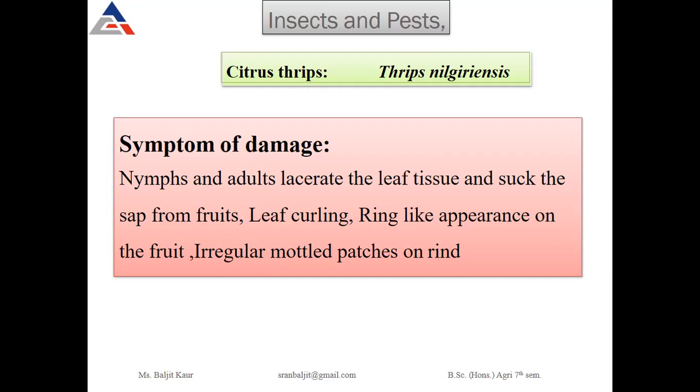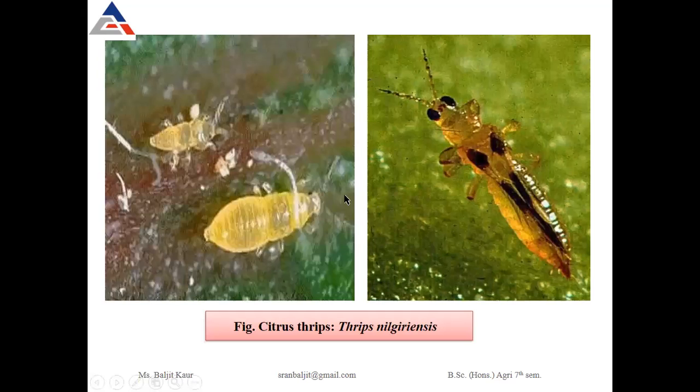So first one is citrus thrips, and the scientific name is Thrips nilgiriensis. The nymph stage as well as adult stage of the citrus thrips lacerate the leaf tissues and suck the sap from the fruits. It also causes leaf curling, it causes a ring-like appearance on the fruits, and there are irregular mottled patches on the rind of the fruit. So this insect, citrus thrips, sucks the sap from the fruits, right? And this is the picture of the adult as well as the nymph stage of citrus thrips, right?